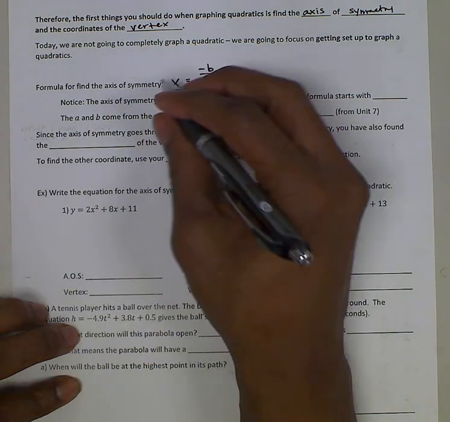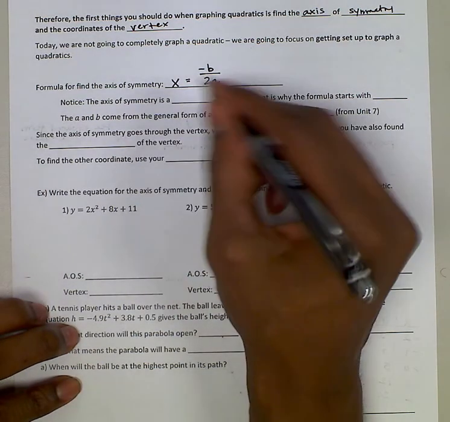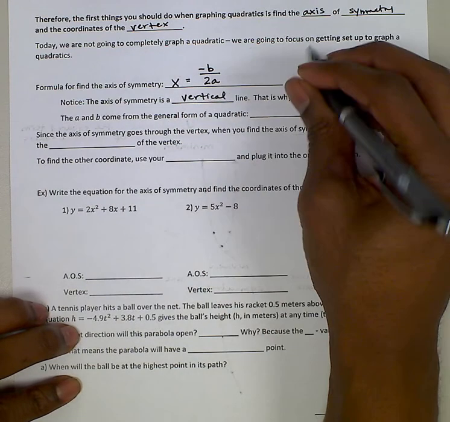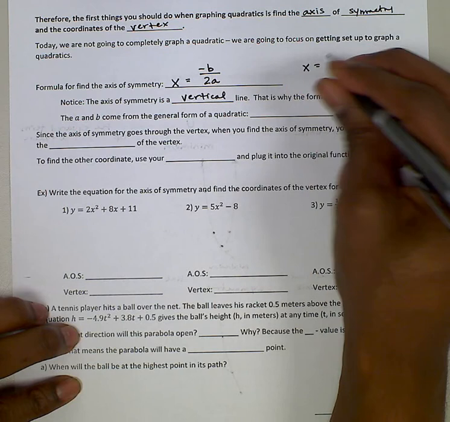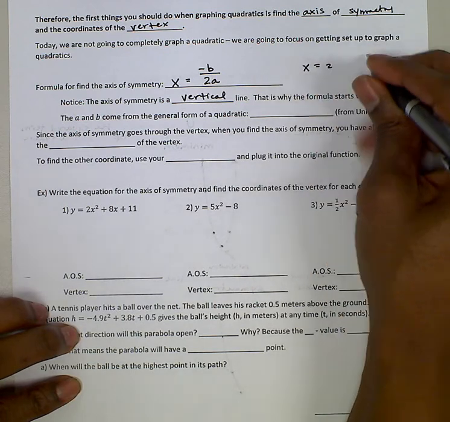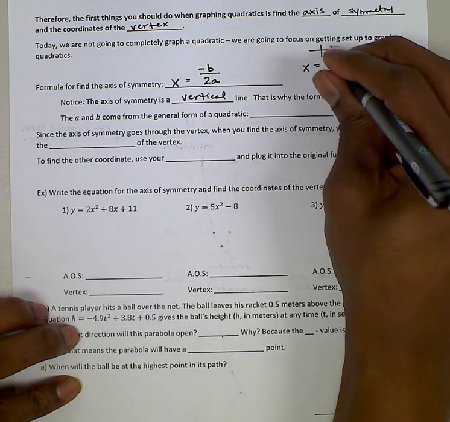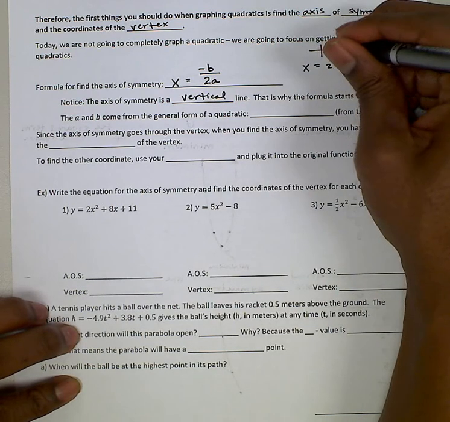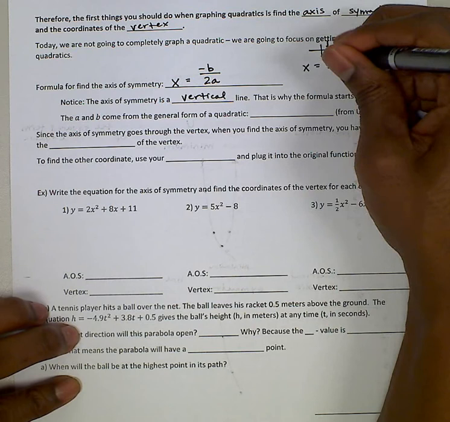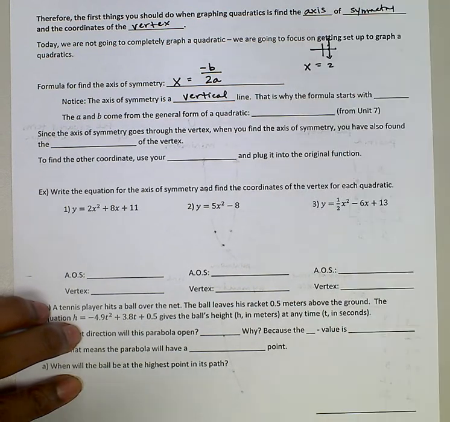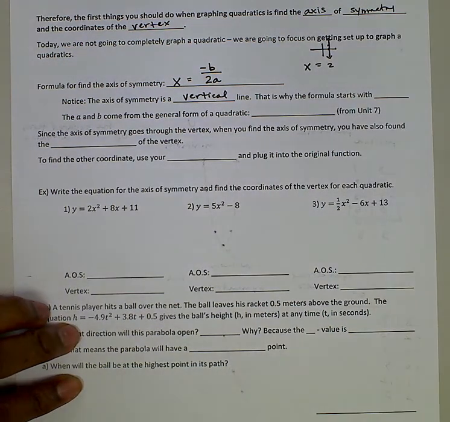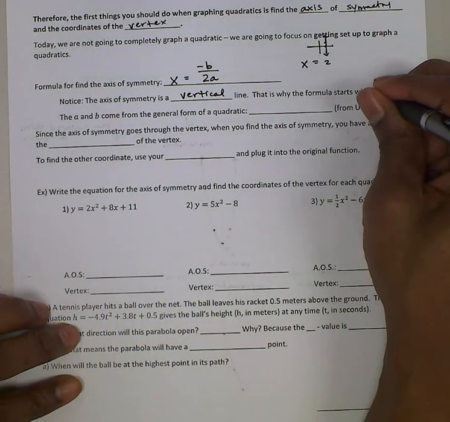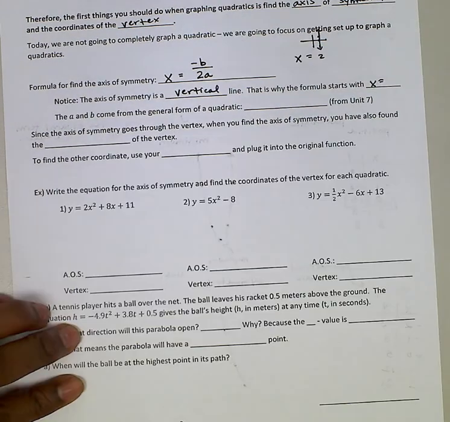Notice that the axis of symmetry is a vertical line. Remember from our graphing chapter, we had x equals a number, let's say x equals 2. I always say, well, where does x equal 2? Here. Where else does x equal 2? Here. So what do we see about these? It makes a vertical line. And this is why the formula starts with x equals. X equals always makes a vertical line.